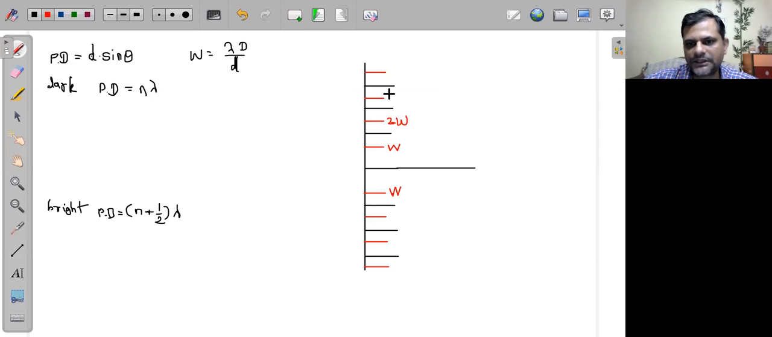Similarly, 3W will be the distance of the third dark band here in this case. 4W will be the distance of the fourth dark band, and in the same way on the opposite side also, this will be 2W, this will be 3W, and here it will be 4W, and so on.